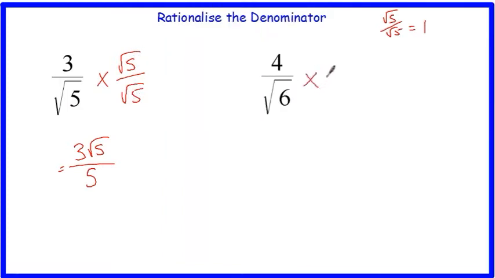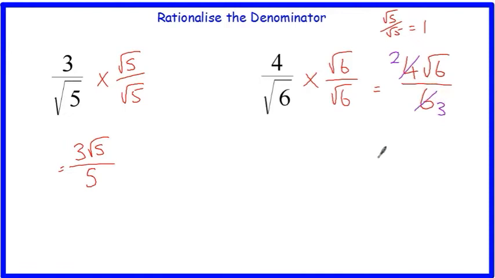Let's try this. So multiply that by root 6 over root 6 is 4 root 6 over 6. Now this simplifies because 2 goes in there twice and 2 goes in there 3 times. So it's going to be 2 root 6 over 3.